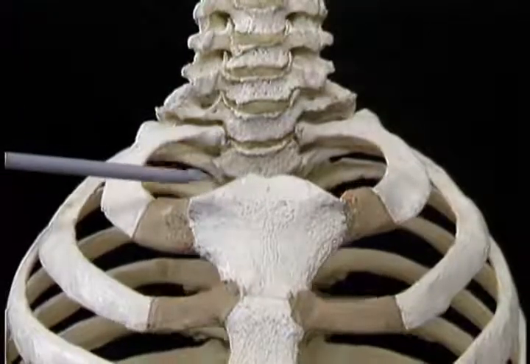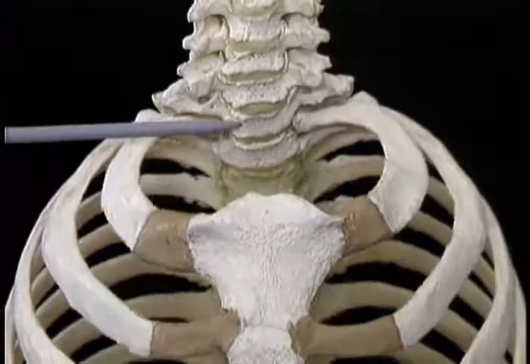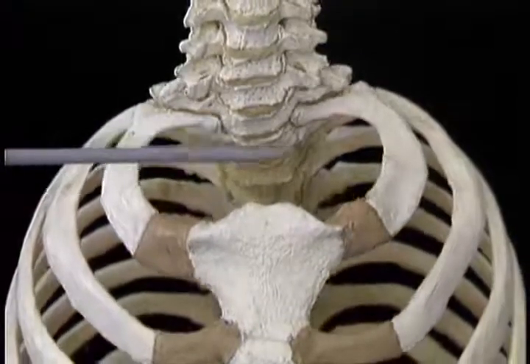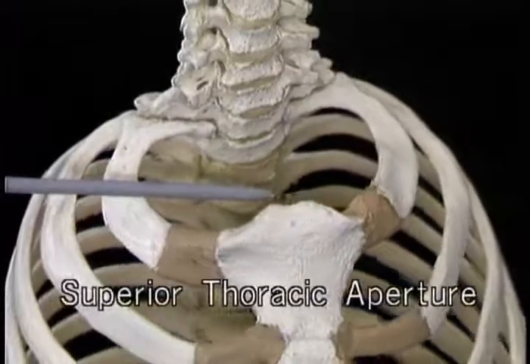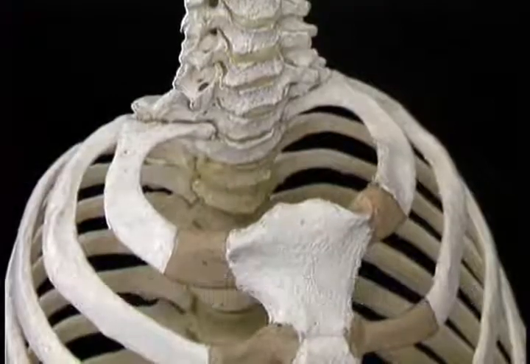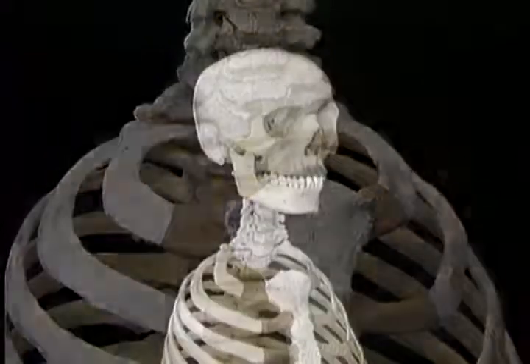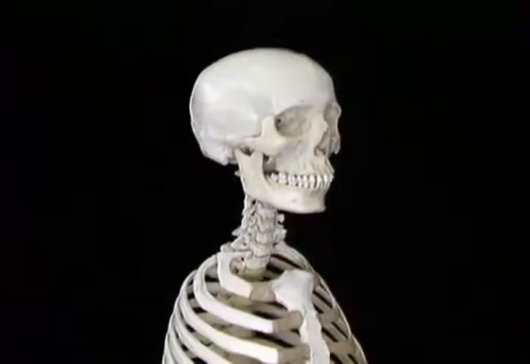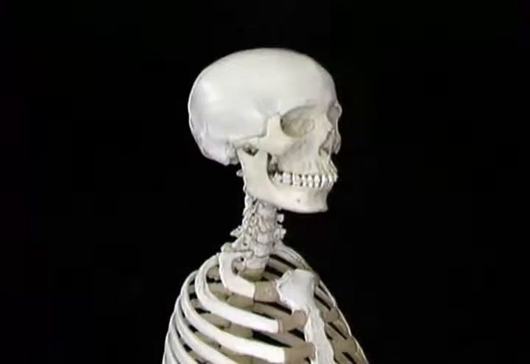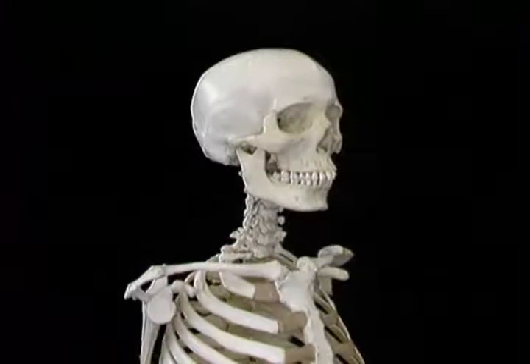The manubrium, the first ribs, and the body of the first thoracic vertebra form the margins of this opening, the superior thoracic aperture, through which many important structures pass. To complete our picture of the bones in this section, we'll add the clavicles and the scapulae.